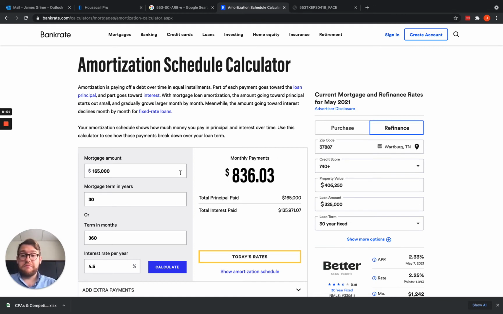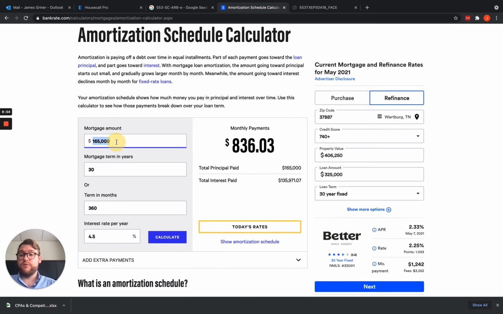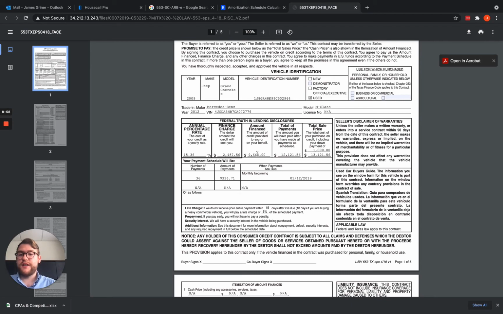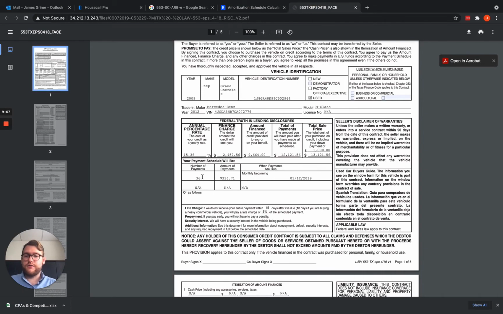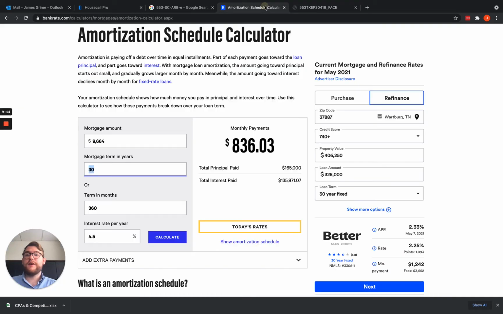And we're going to put everything in exactly as we did. What was our mortgage amount or our loan amount? Well, our loan amount was $9,664. So we're going to go ahead, pop over here, $9,664, and pop that in. Then we want to know our loan term, either in years or months. Well, auto loans are always given in months because they're short-term loans. So either convert the months to years, and that's 3 years, or just put in the months down here, and it will convert the years up here.